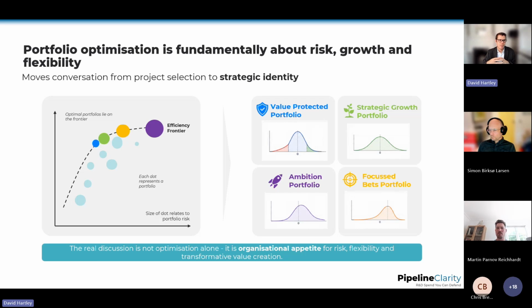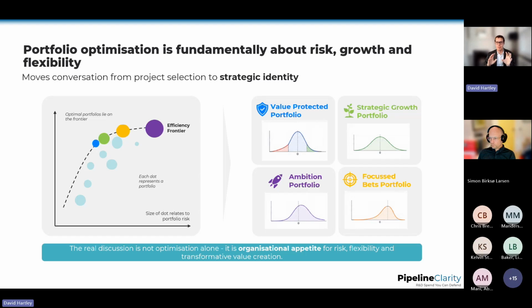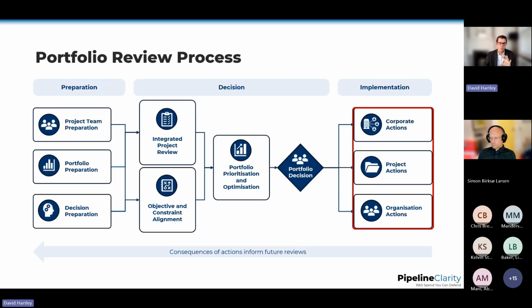The key is that the real discussion here is about understanding the organizational appetite for risk, flexibility and transformative value creation. These are the parts of the strategy which typically are never made explicit, but the portfolio review becomes an opportunity to make them explicit and then align the capital against those explicit domains. So that was portfolio prioritization and optimization.